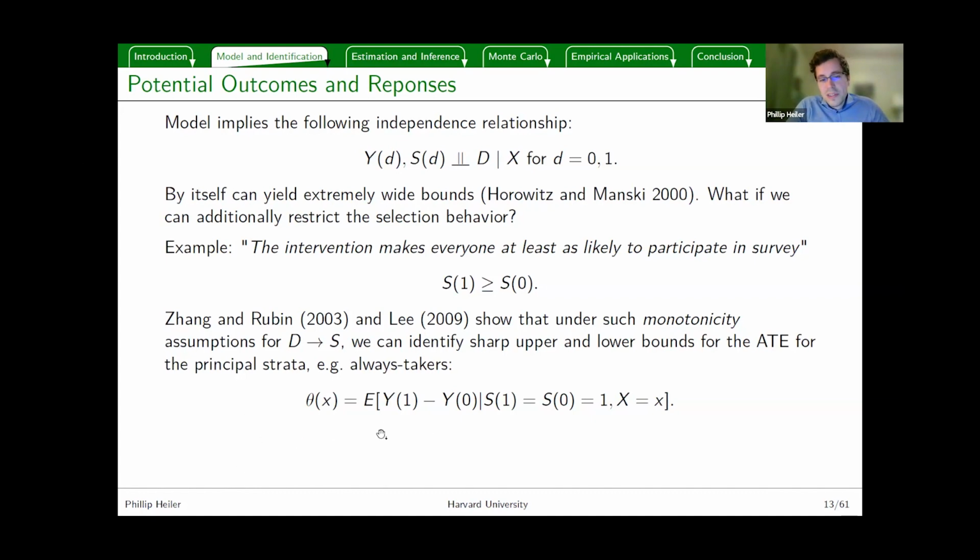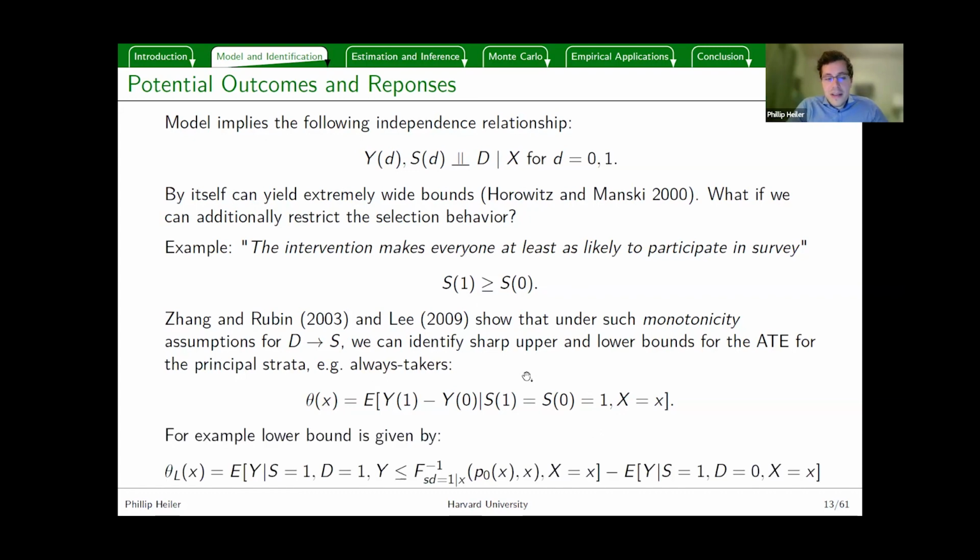So the causal effect for the always takers would be the expected difference between the potential outcome under treatment and the potential outcome under control for the units that are always responding to the survey, no matter whether you put them in the treatment or the control group. And of course, these effects can vary by the observable covariates. So these are conditional average treatment effects for the always takers. Now, under monotonicity, you can show that a sharp lower bound, for example, you can also do this with an upper bound, but here's the lower bound, can actually be identified from the data.